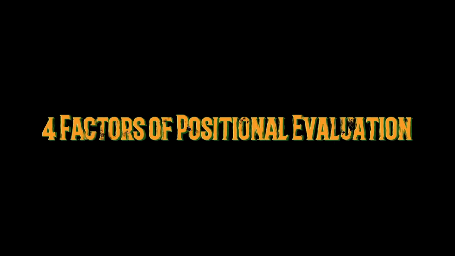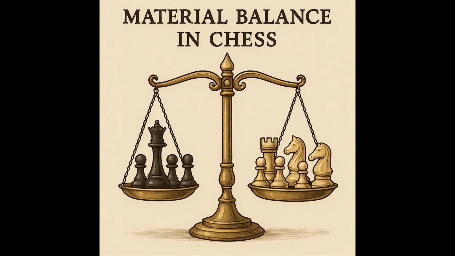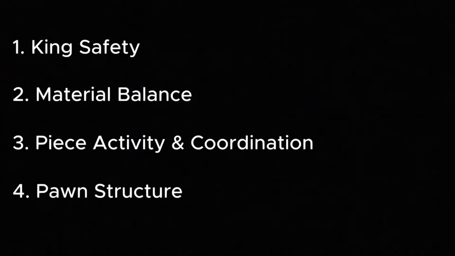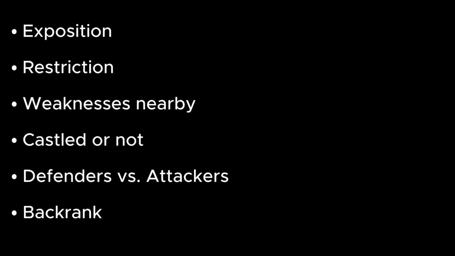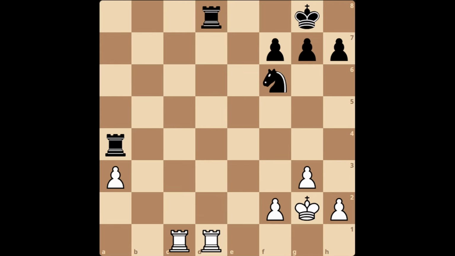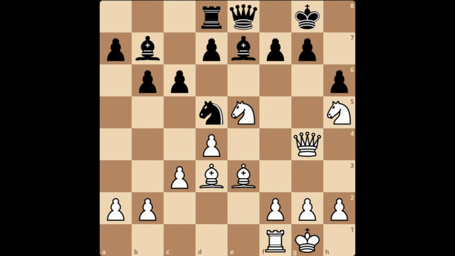Pre-evaluation of the position through 4 main aspects in order: king safety, material balance, piece activity and coordination, pawn structure. As for king safety, you need to determine how safe each side's king is by looking at how exposed or restricted it is, looking at the weaknesses nearby, whether it is castled or not, looking at how many defenders there are versus the attacking power, back rank issues, and so on.